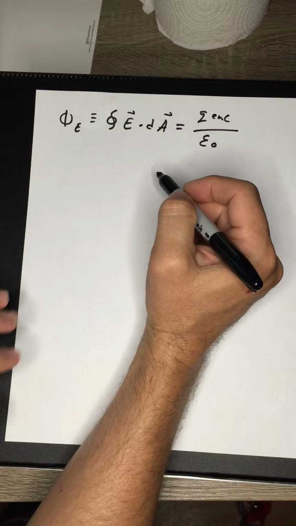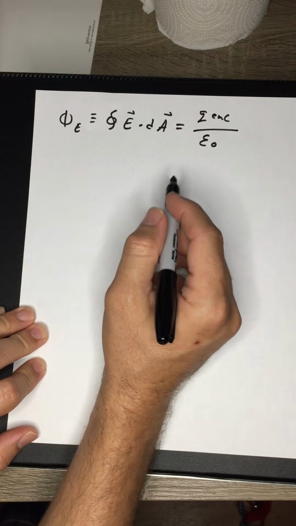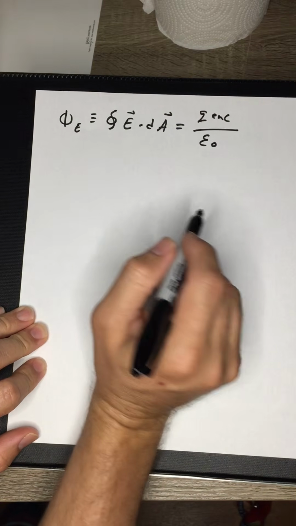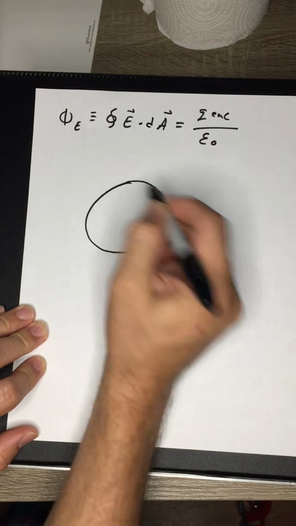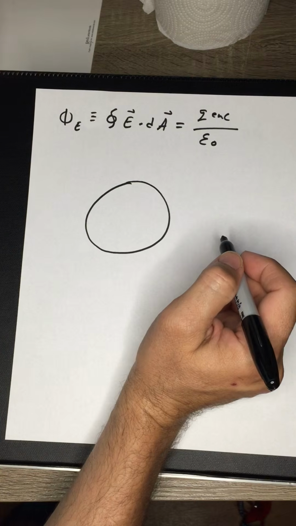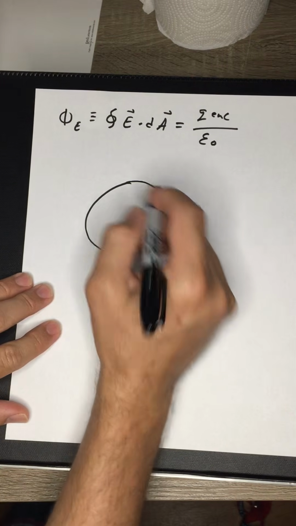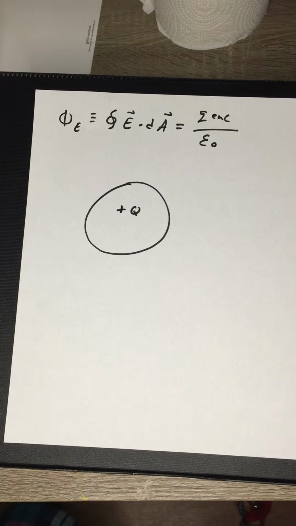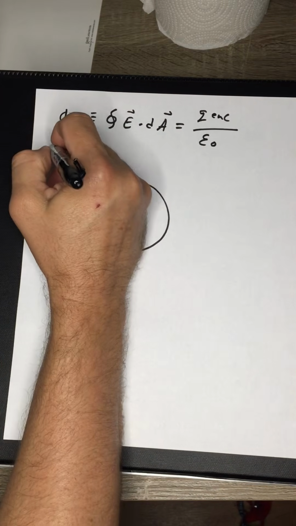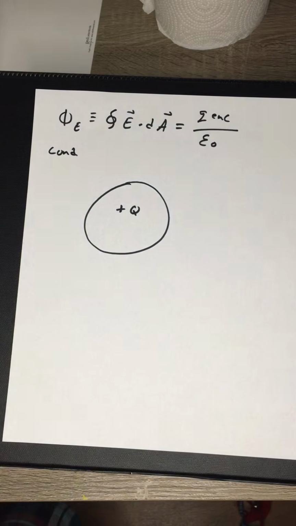All right, so the first example we're going to do is a charged conducting sphere. So I'm going to have a conducting sphere here. And I know that it's charged to some plus Q. Now, I know some things about conductors. I will remind us all that this is a conducting sphere.